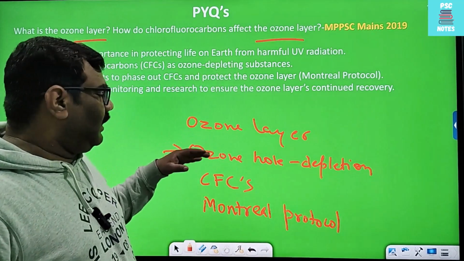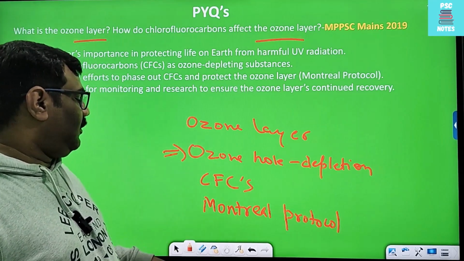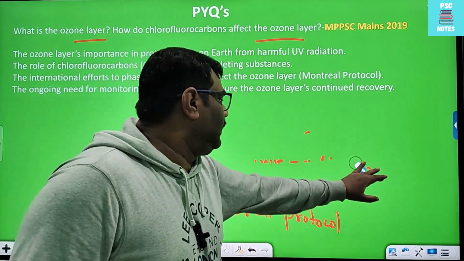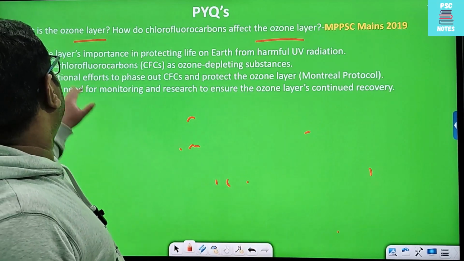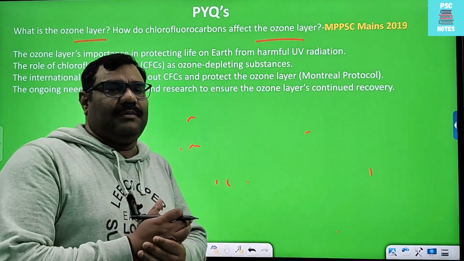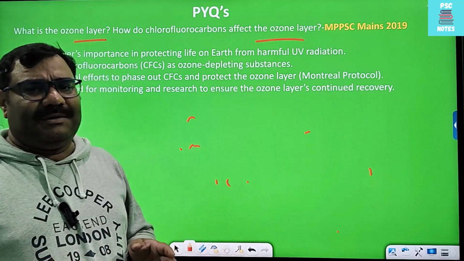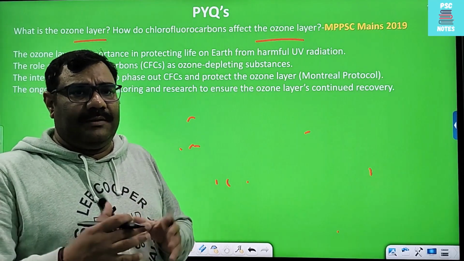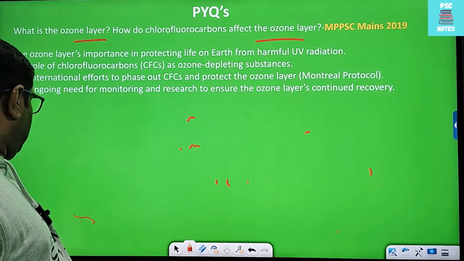So you need to have a diagram or figures for all the four topics. Okay. So now coming to our question. So what is ozone layer? The ozone layer is important in protecting against harmful ultraviolet radiation and chlorofluorocarbons. We can also mention how it led to ozone layer depletion. Further, we can explain the Montreal Protocol.